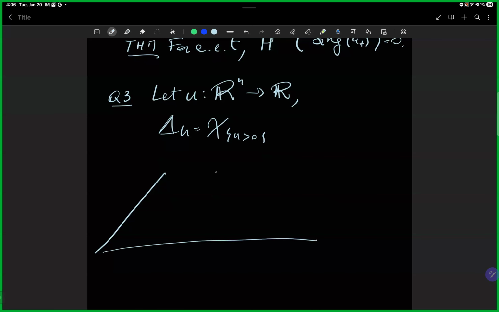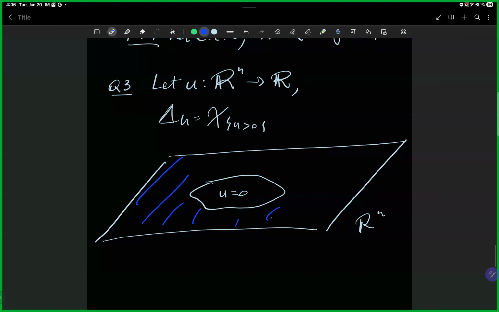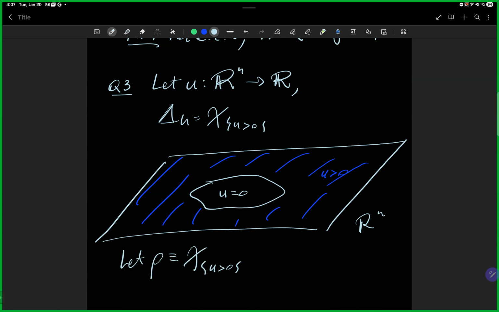Let's try to do it in this way. So you take R^n. Let's say that this is u equals 0. So {u positive} is the complement. It's all this region. So this is {u positive}. And interpret the characteristic of {u positive} as a source term. So let rho be the indicator function of {u positive}. So this is like constant density equal to 1 in the positive region. So it's like putting constant mass there.